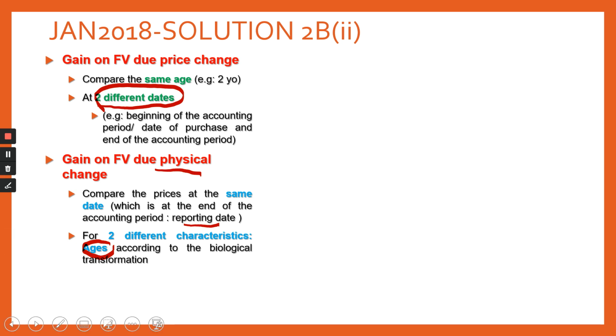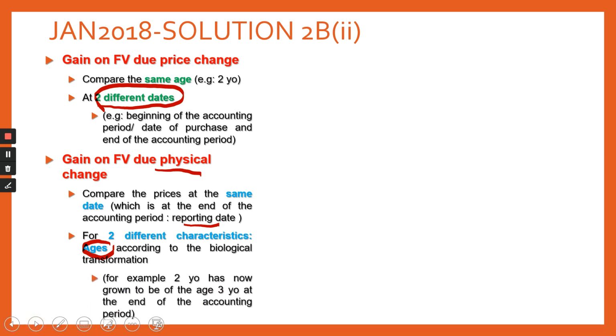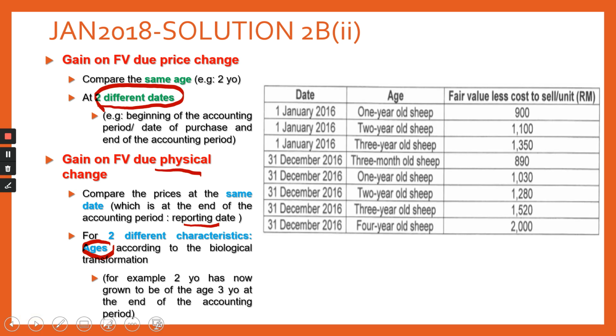Why? Because from 3 months, they will grow into a more older age. So 2 years old, for example, will now grow up to become 3 years old if it's in 1 year's time, right? If it's in 9 months' time, the 3-month-old will grow to become 1 year old. So we'll have to do this, and that is looking at gain on fair value change. And we're going to make use of this table given to do that.